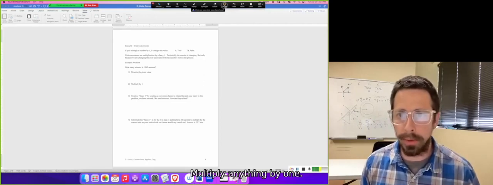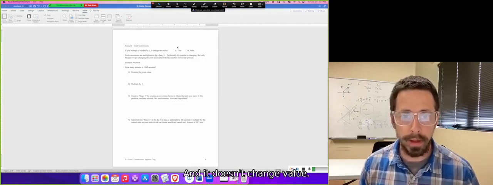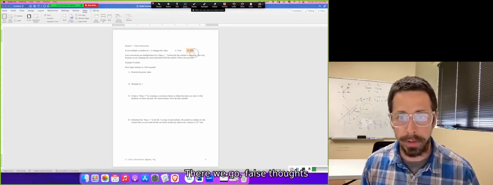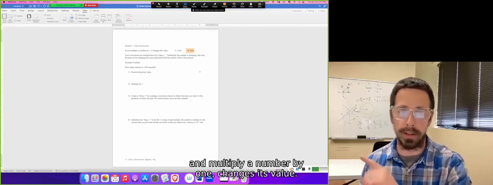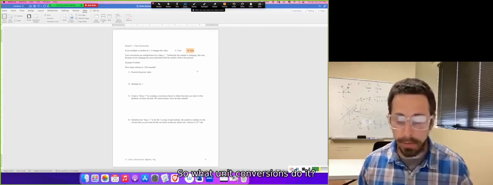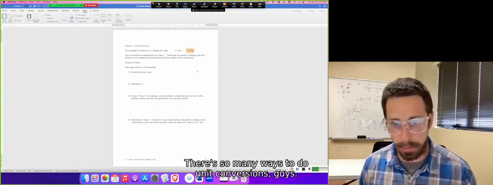Multiply anything by 1, and it doesn't change value. It's always the same value. There we go. False. If you multiply a number by 1, it changes its value. That is very false. So what unit conversions do, there's so many ways to do unit conversions, guys.